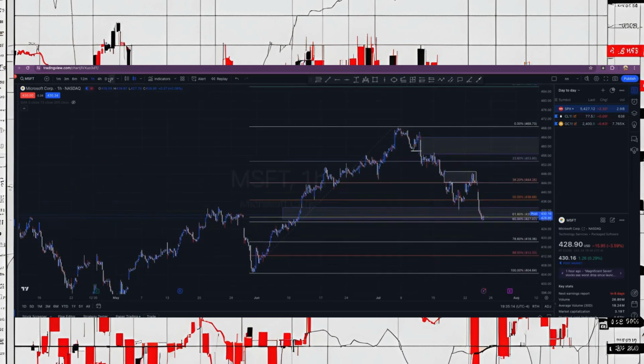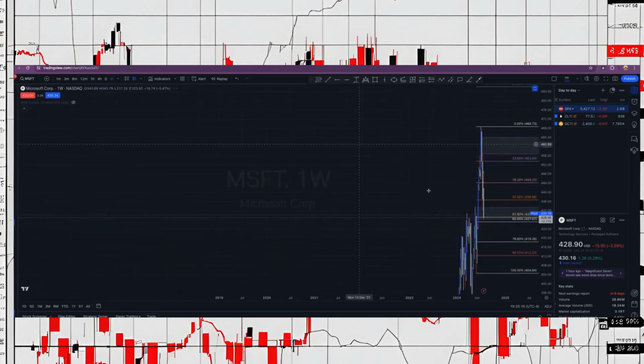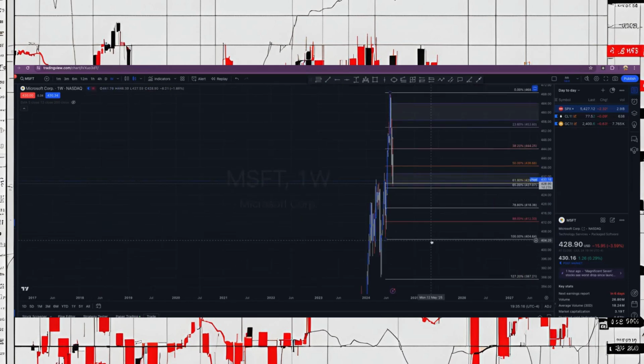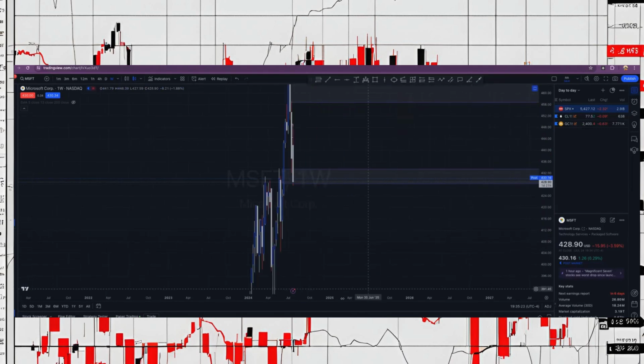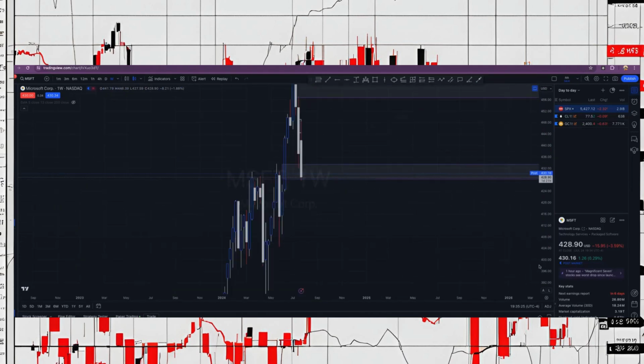So let's back out to a weekly chart real quick. I know we were supposed to talk about fibs, so we're going to talk about something too. That just happened to be that leg of a trend. Let's blow this out.